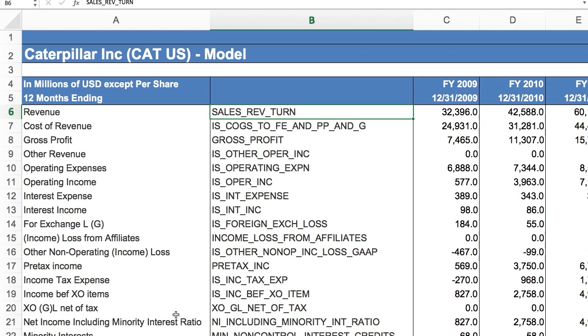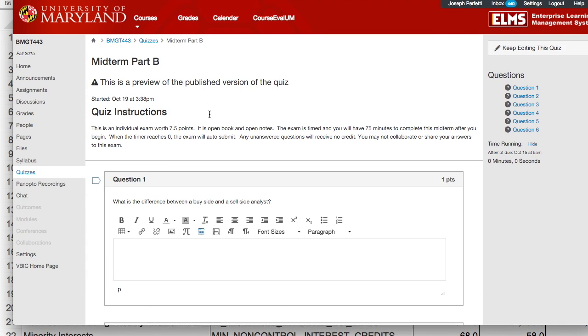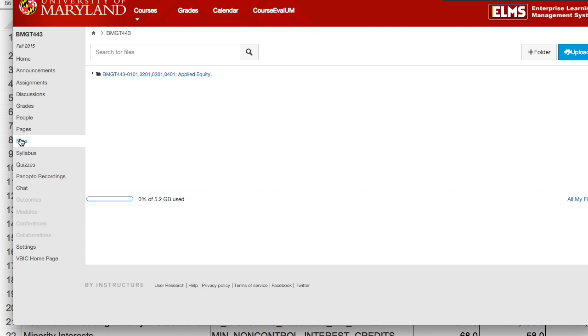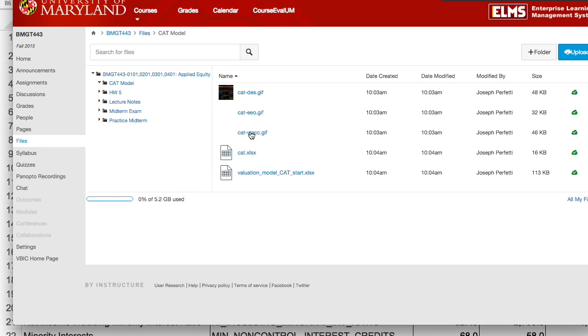As a matter of fact, the exported template, if you go back to Canvas, is in the Files section under CAT model, and I called it cat.xlsx. That's the data for CAT. Now, here's the thing. That's what this entire valuation model is based upon.